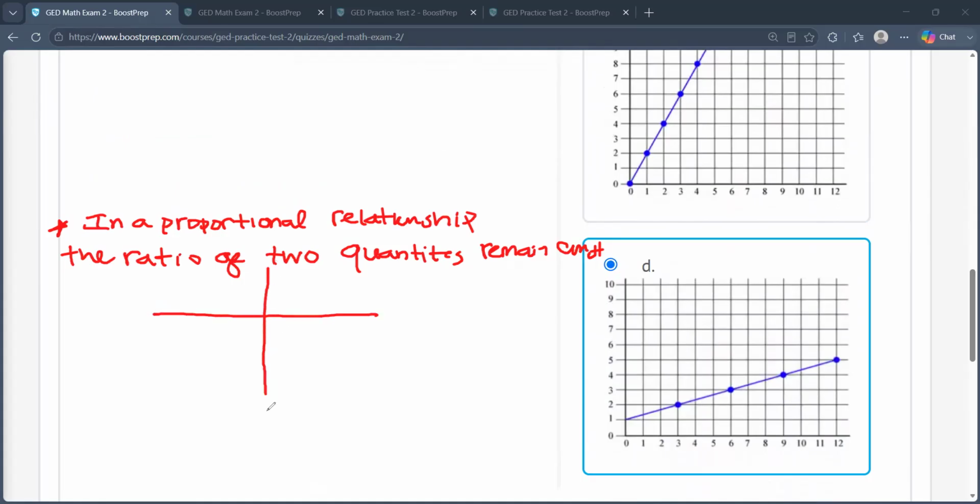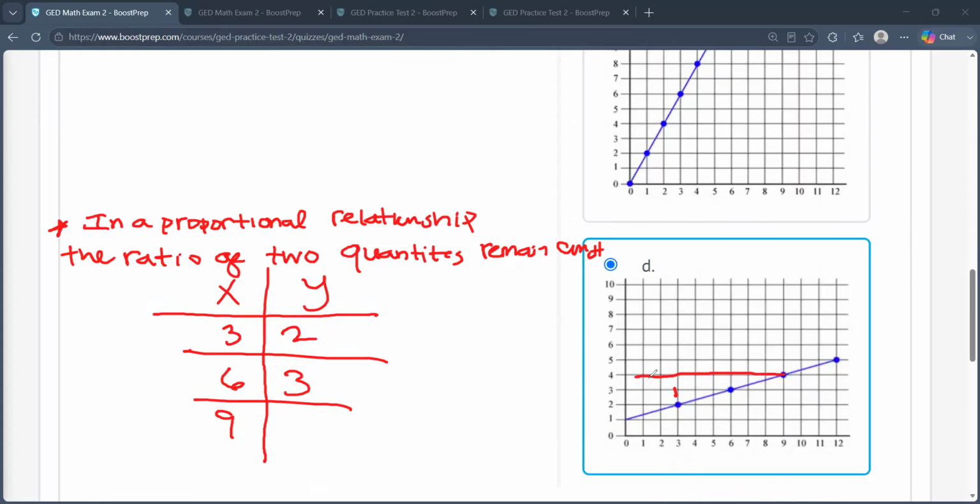If you look at it, make a table. For example, if you use this point right here, that's 3 comma 2. Then this point is 6 comma 3. This point is 9 comma 4. And this point is 12 comma 5. There's no proportional relationship.